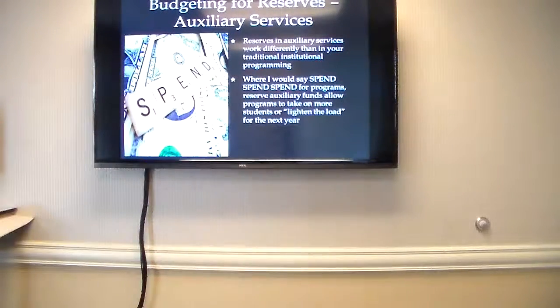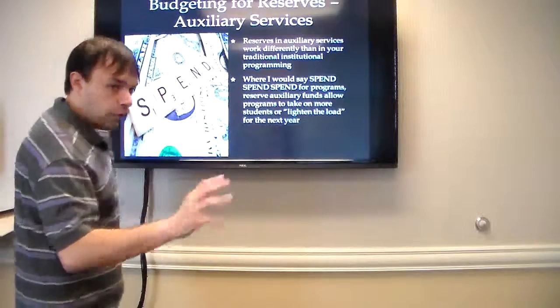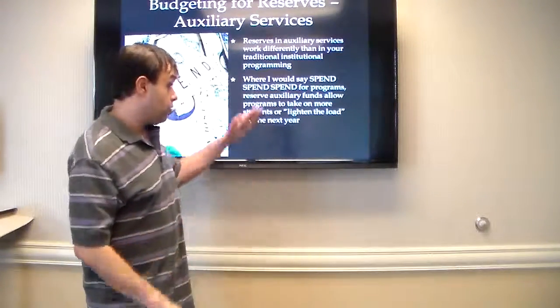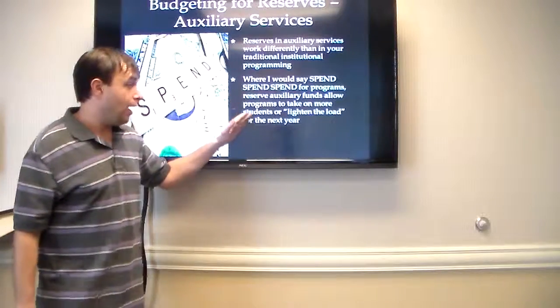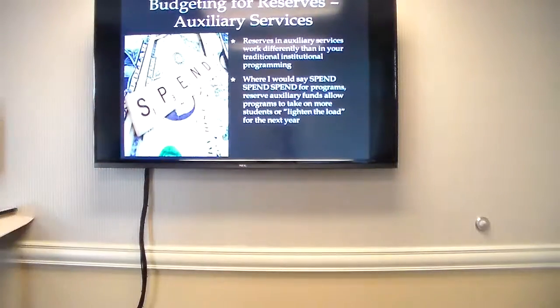So reserves are different in auxiliary services. This is a big idea. When you have an auxiliary service, you should save. Take as much as you can and use it for what you think you're going to need in a few years. For other programs, spend, spend, spend, because you don't know when the money's going to go away. But reserve funds will allow you to take on more students and lighten the load, which is pretty important.